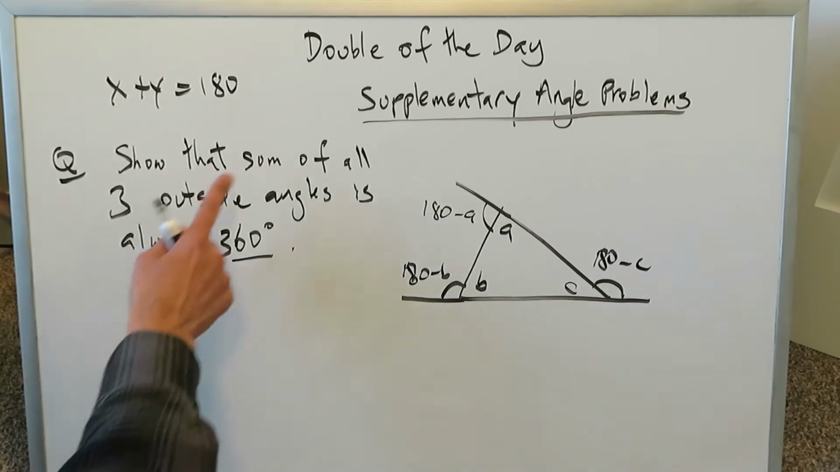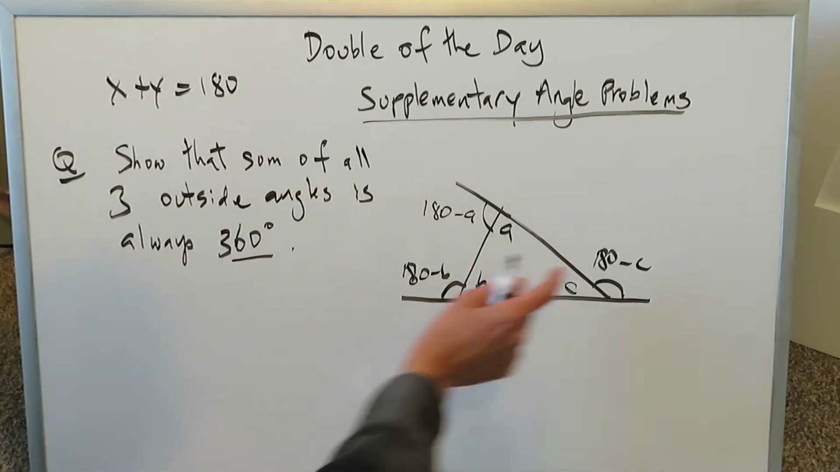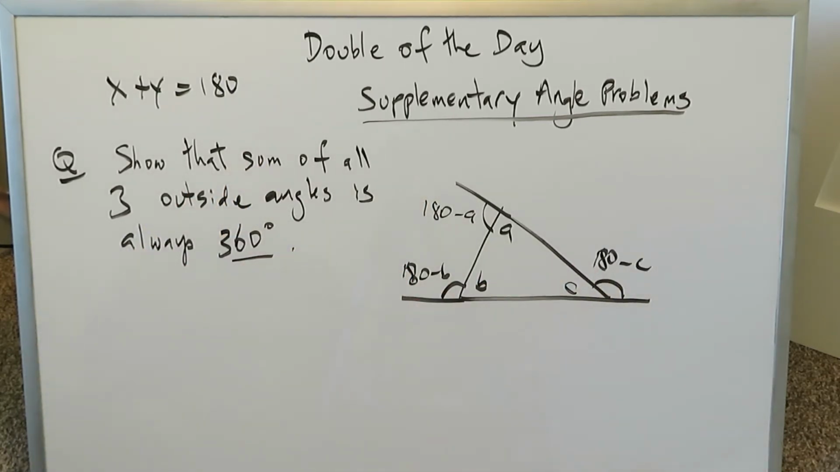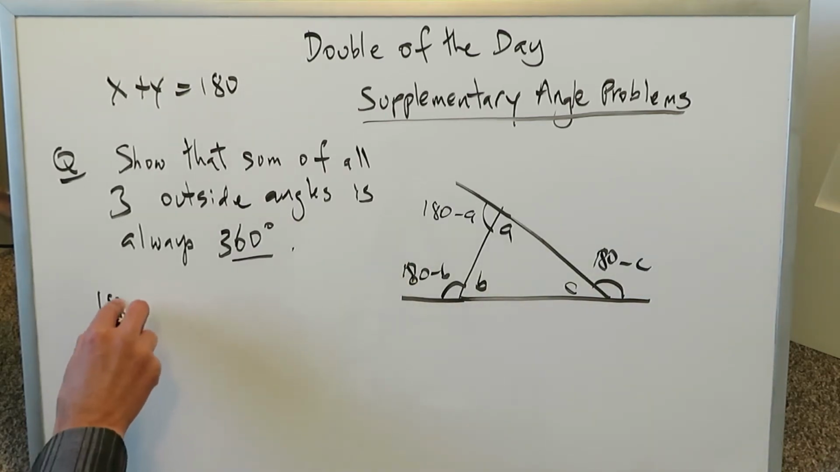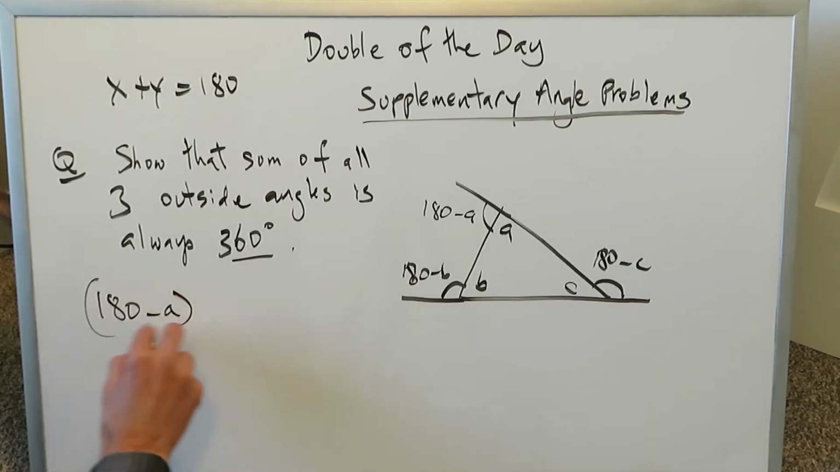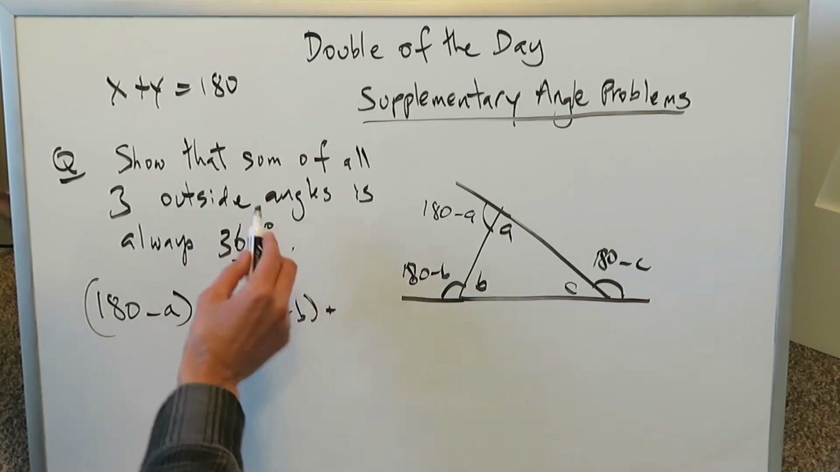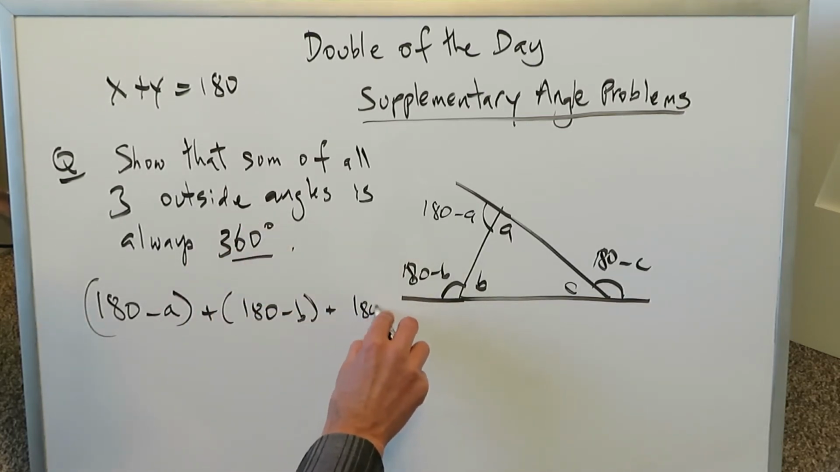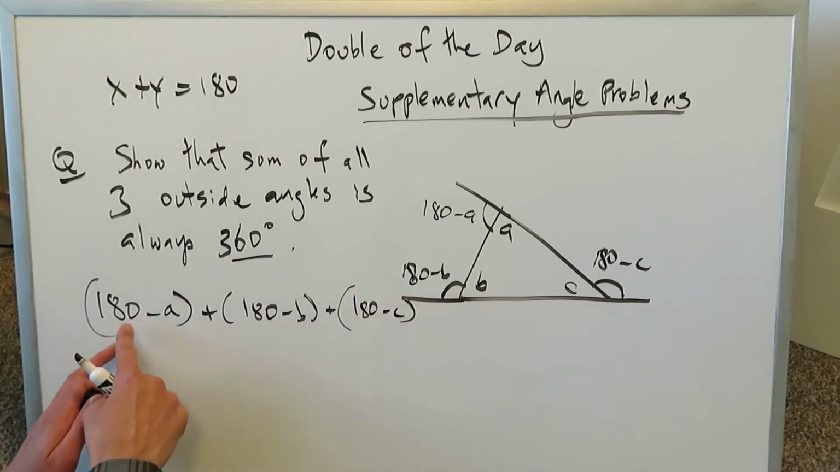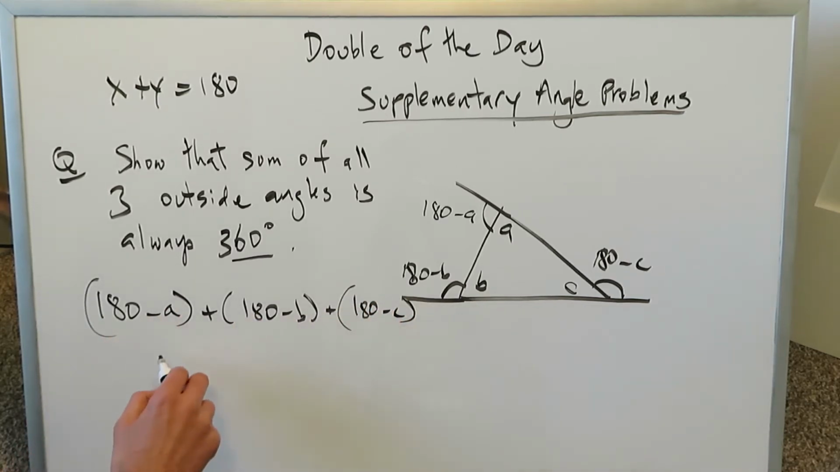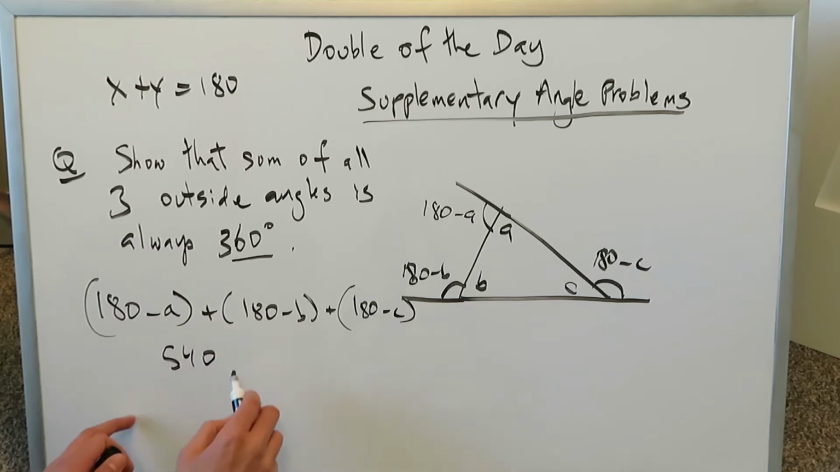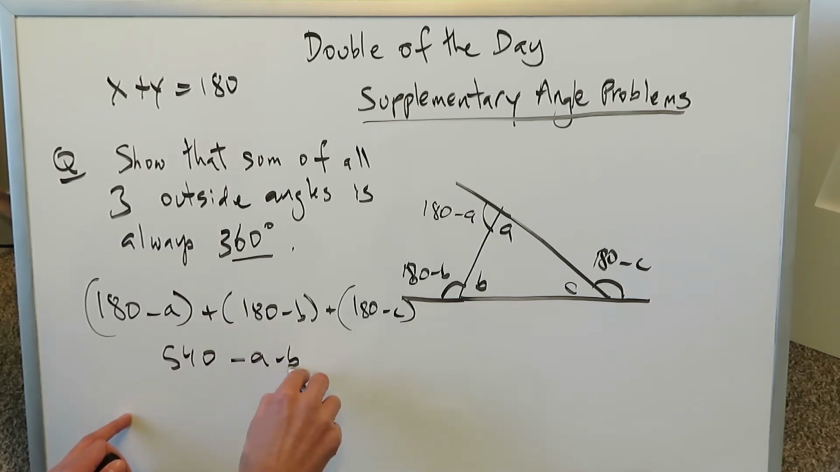And I'm asking you to show that the sum of all of these three outside angles is always 360. So let's add them up. For one angle, we're getting 180 minus A. Then for the other one, we're getting 180 minus B. These are all my outside angles. And the last one, we have 180 minus C. Add them up. We have 180 plus 180 plus 180. That's 540 degrees. Then we have a minus A, minus B, minus C.